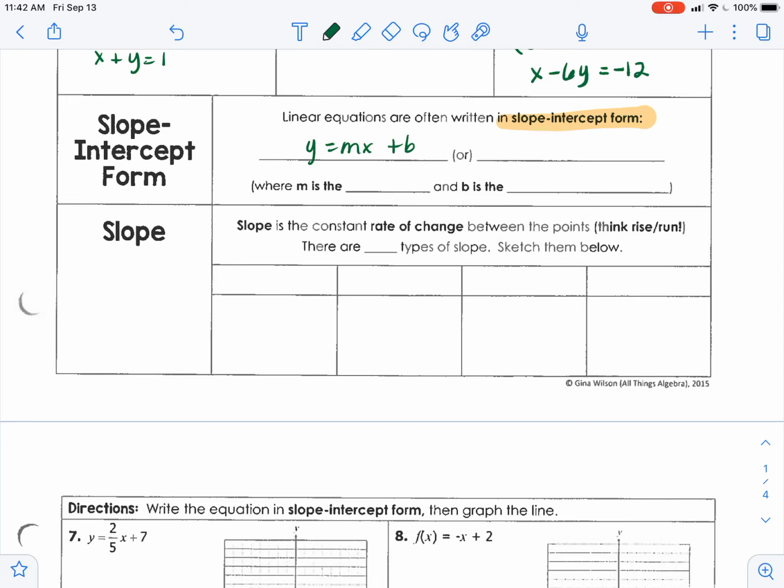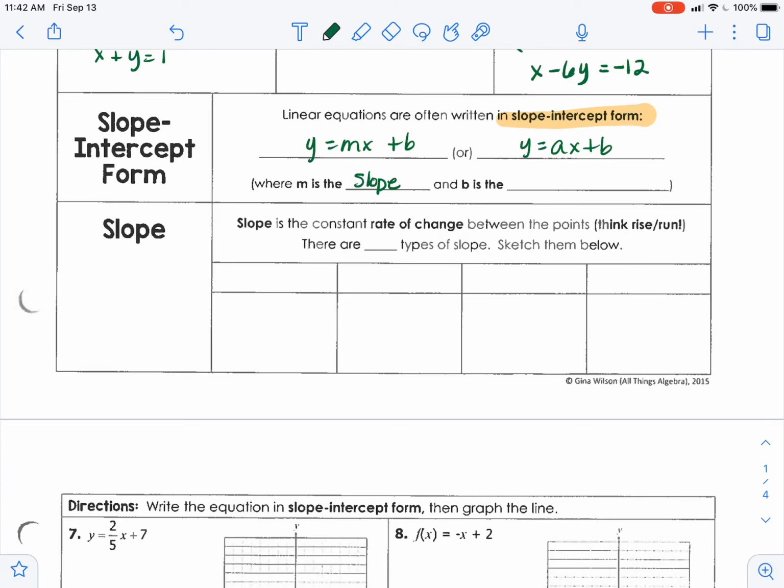And the other thing you might sometimes see, especially if you're using a calculator, is it may be ax plus b. So just be aware of that, when you use a graphing calculator, you might check on that, but most of them are ax plus b. Your m is your slope, and of course in the other one your a would be the slope, and your b is your y-intercept.